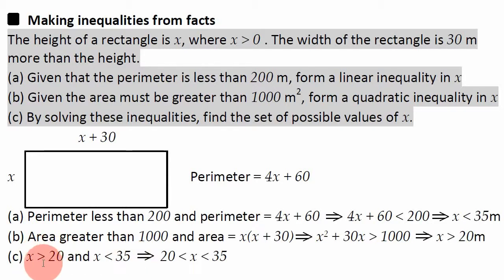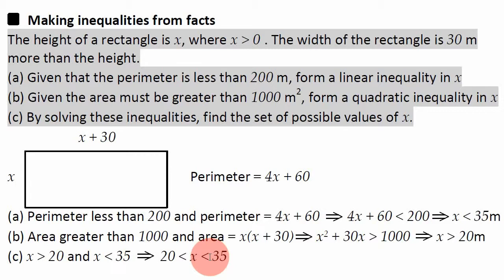You can turn this round and say, well, that means x is bigger than 20 can be written as 20 is less than x, like this says over here. And if you do that, you can quite easily see that since x is bigger than 20 but it's also less than 35, basically x is between 20 and 35.